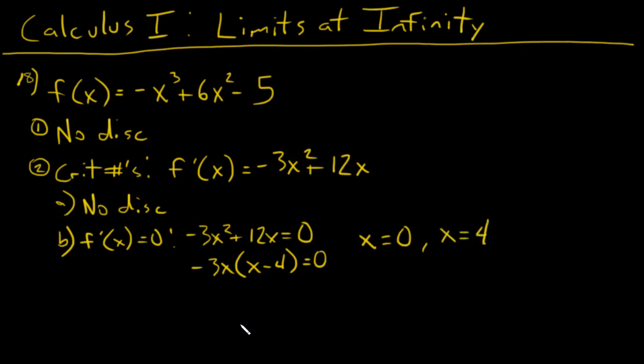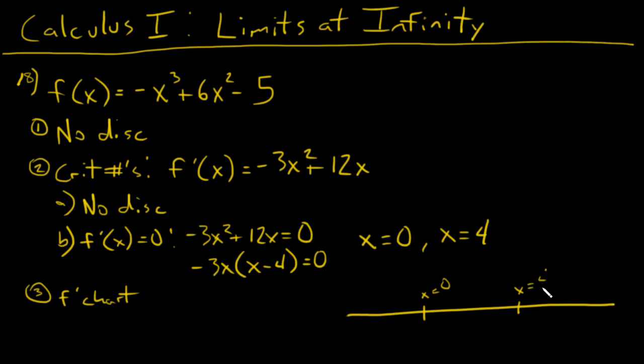Okay? So now that I have that, I can go straight into my chart, my f prime chart. And let's see, let's make it over here. We'll have a little more room. Alrighty, so I've got x equals 0 and x equals 4. All right, I need some test values for my f prime. Let's see. How about x equals negative 1 for over here?